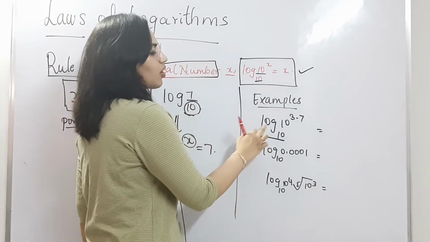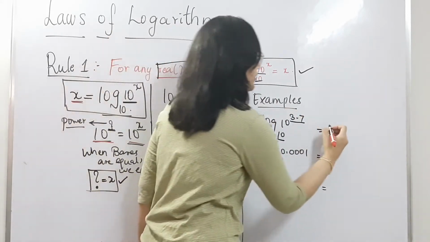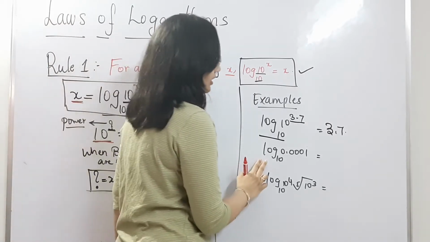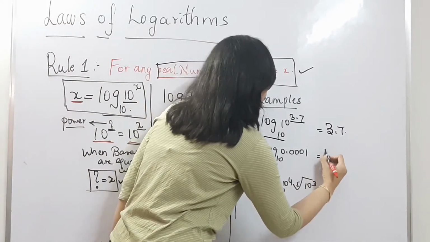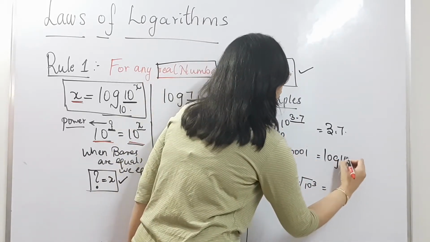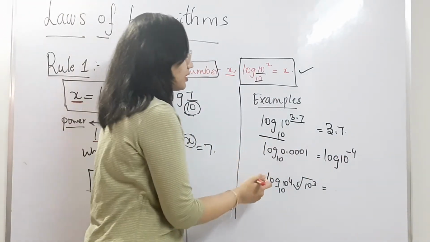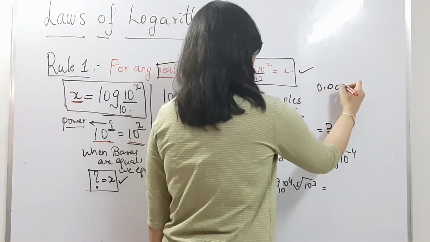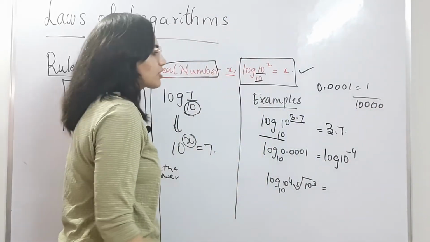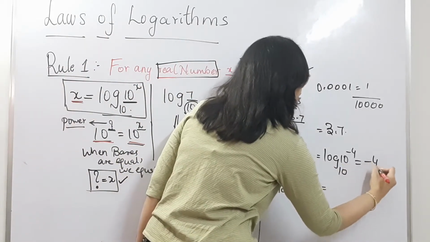First example is log of 10 to the power of 3.7, to the base 10. Here x is 3.7. So the answer will be nothing but 3.7 only. Right. Next is log of 0.0001. How do you write this? We will write this as log of 1 by 10000. So can I not write this as log of 10 to the power of minus 4? Right, because 0.0001 is nothing but 1 by 10000. So I will write 10 to the power of minus 4 to the base 10. Again, the base and the number are equal, so we'll get minus 4 as the answer.